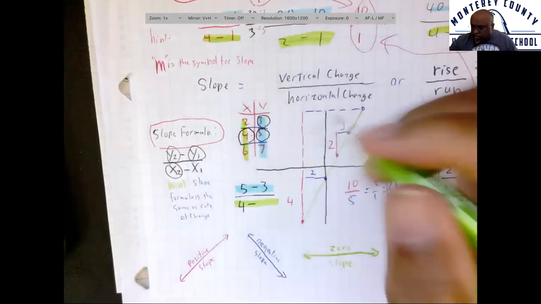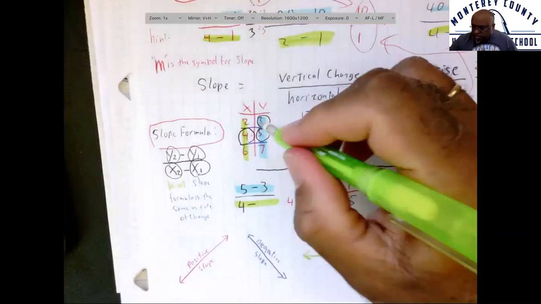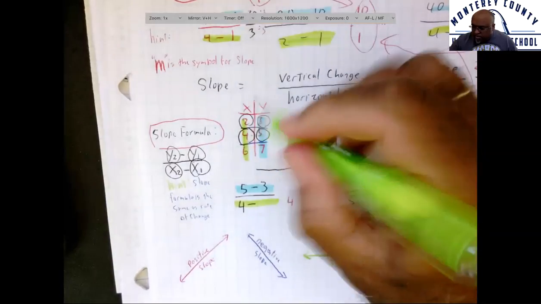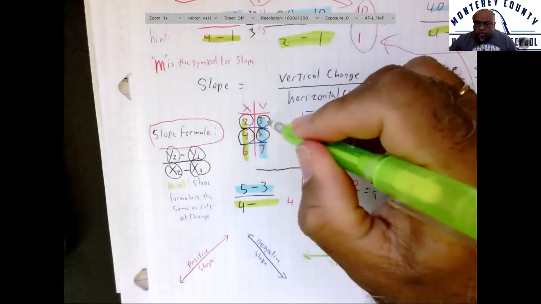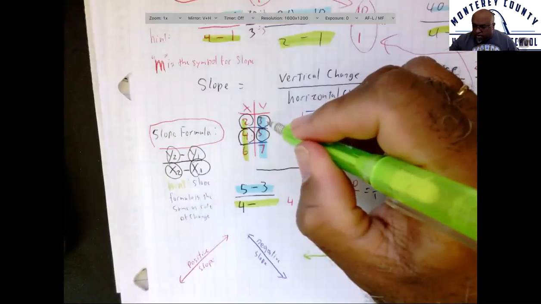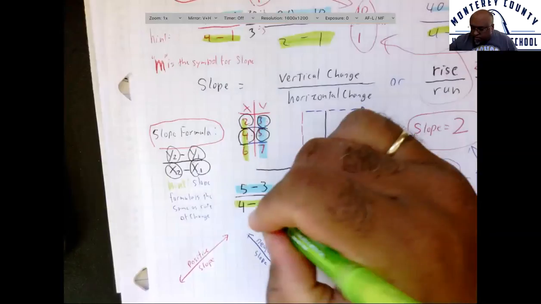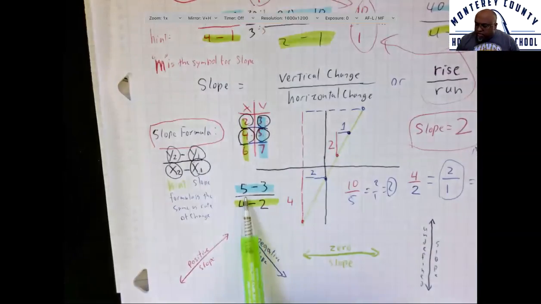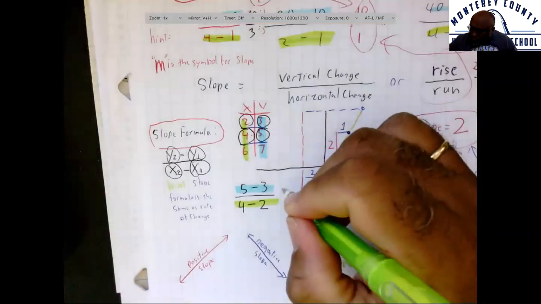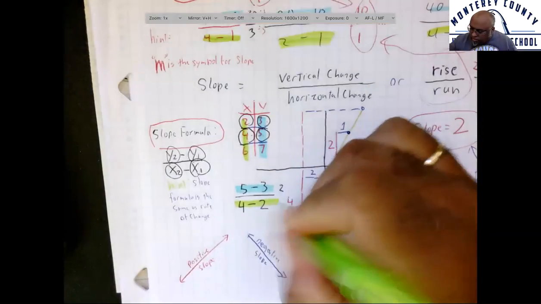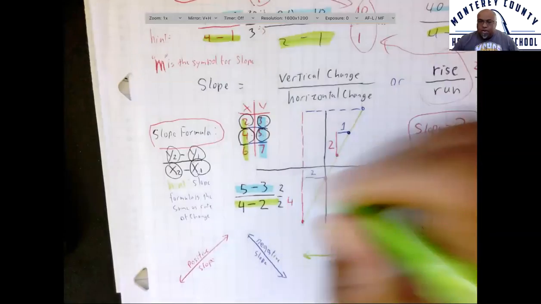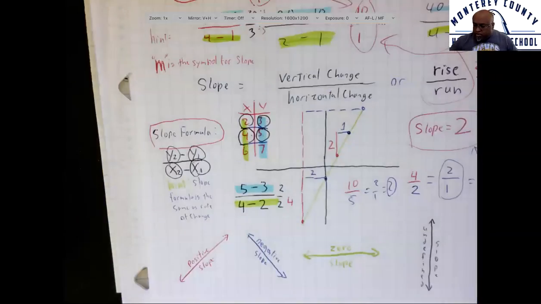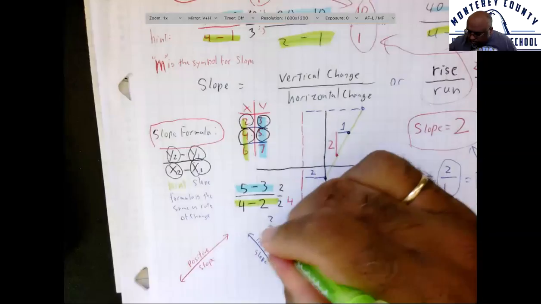So that would be 4, and x sub 1, same thing. If this is my sub 1 number that I'm using for my y value, then this has to be the sub 1 number I'm using for my x values. Okay? So I have 5 minus 3, which is equal to 2, and 4 minus 2, which is equal to 2. So my slope is 2 over 2.